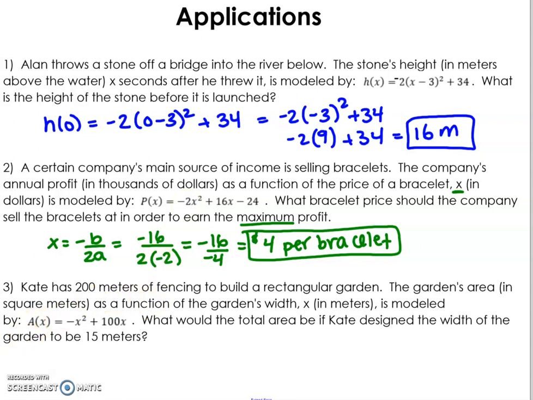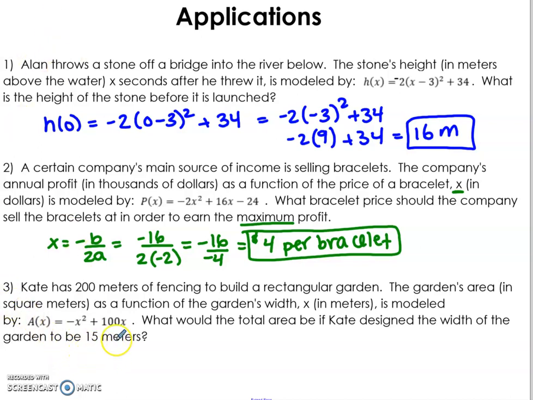Okay, last question. Kate has 200 meters of fencing to build a rectangular garden. The garden's area in square meters as a function of the garden's width, x in meters, is modeled by this function. Again, this is in standard form. What would the total area be if Kate designed the width of the garden to be 15 meters?